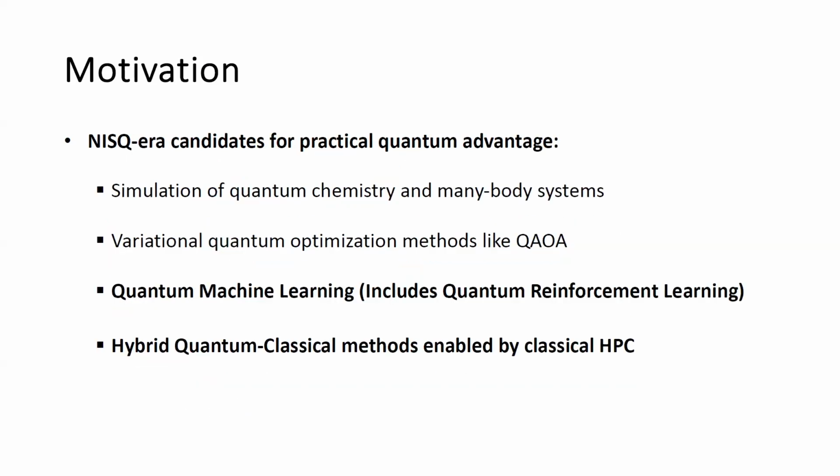So in this NISQ era, some of the best candidates for potential quantum advantage are the simulation of chemistry, variational optimization algorithms, and of course, quantum machine learning, which includes quantum reinforcement learning. And here we also have hybrid quantum classical solutions, which are enabled by high performance classical computers.